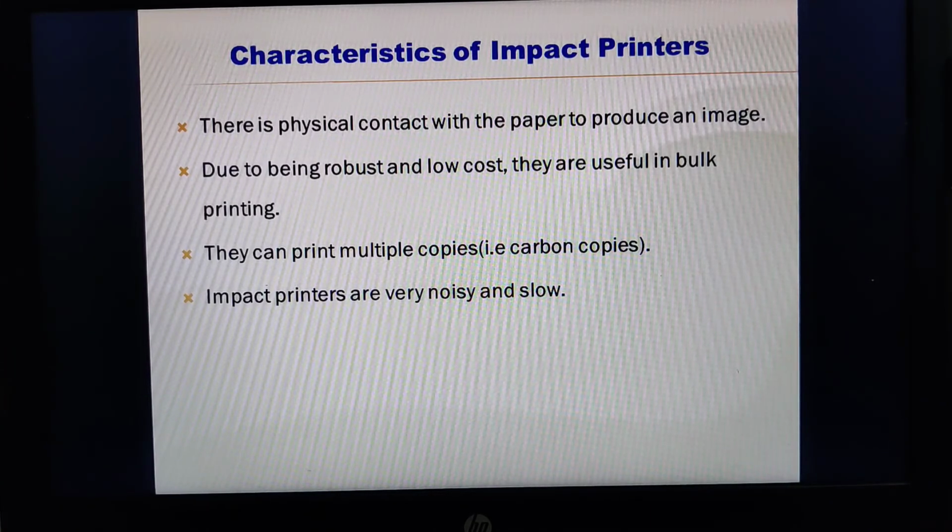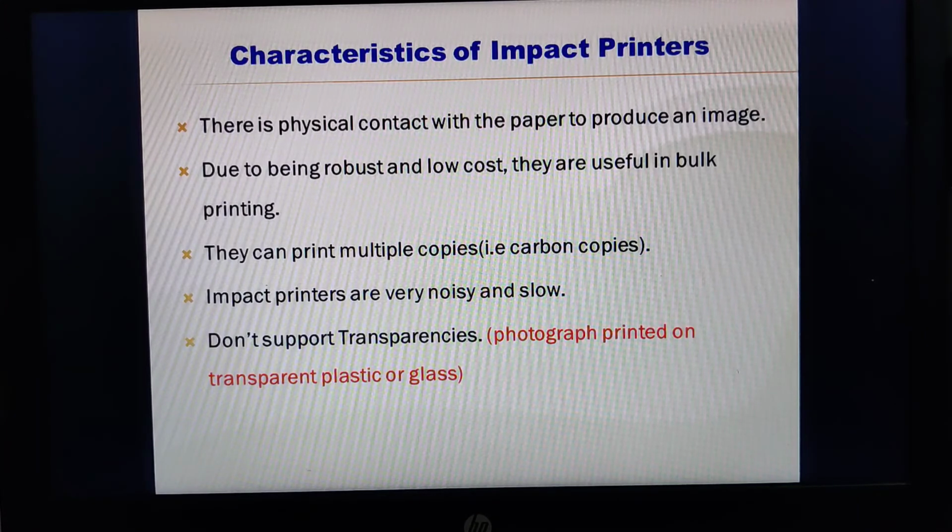And impact printers don't support transparencies. Transparencies in the sense that if you need to print onto plastic or glass, a transparent plastic or a transparent glass, then these will not help you print on that plastic or glass. Therefore, they do not support any kind of transparencies.